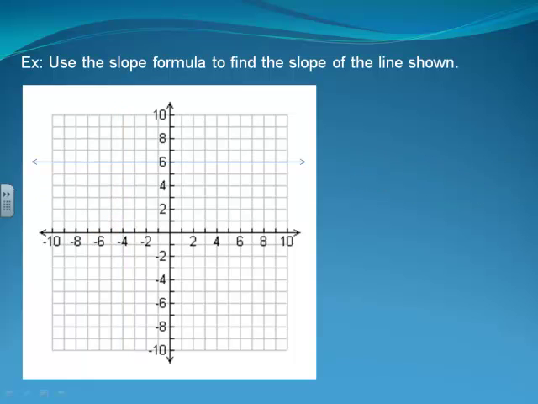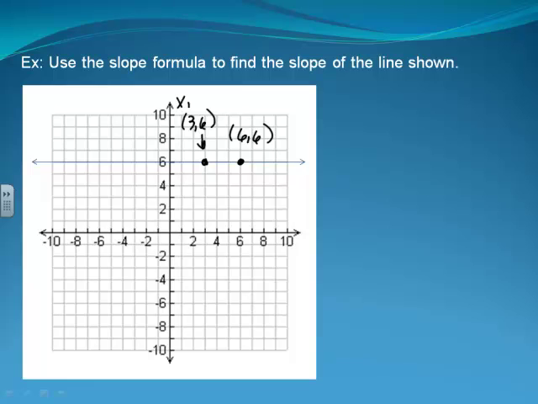All right, what about the other special case? You've got your horizontal line. Let's use the slope formula to calculate that slope. Pick any 2 points on your line. I'll just pick these two. This point right here is 3 to the right and 6 up. So positive 3, positive 6. The second point is 6 to the right and 6 up. So that's positive 6, positive 6.